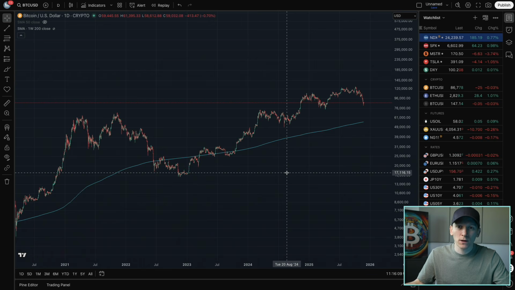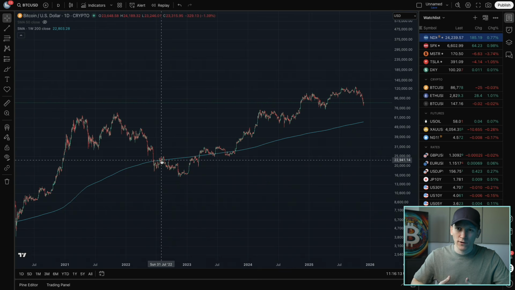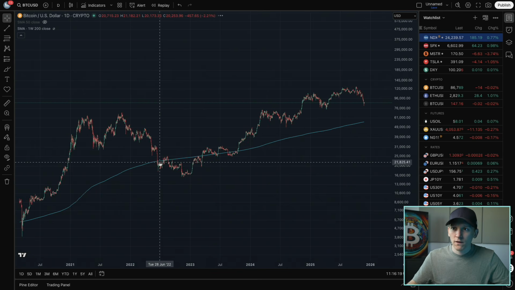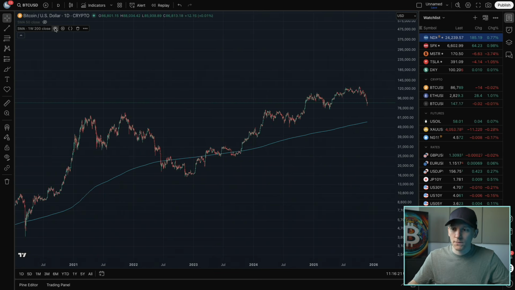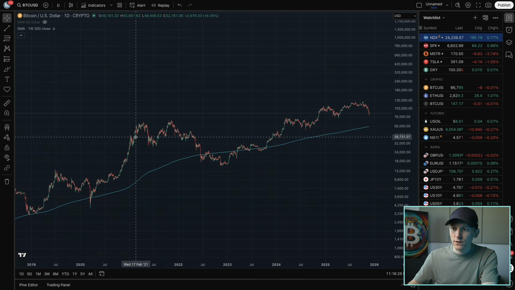For long-term investors, using something like the 200 period moving average is a great indicator to show us where prices are very overbought or expensive in relation to a trend, or very oversold or cheap in relation to a trend. So we're looking at the 200 week moving average here. This shows us over a very long period of time the trend of the asset.